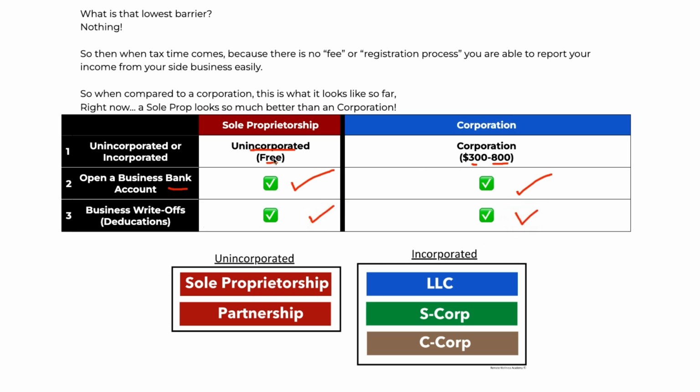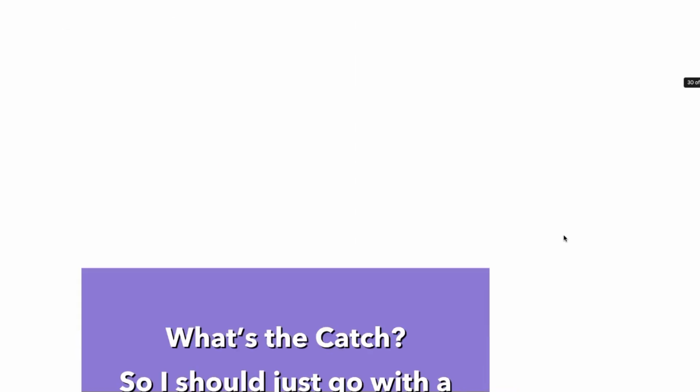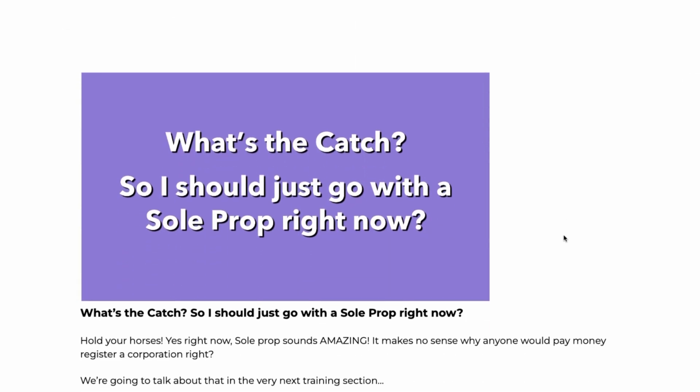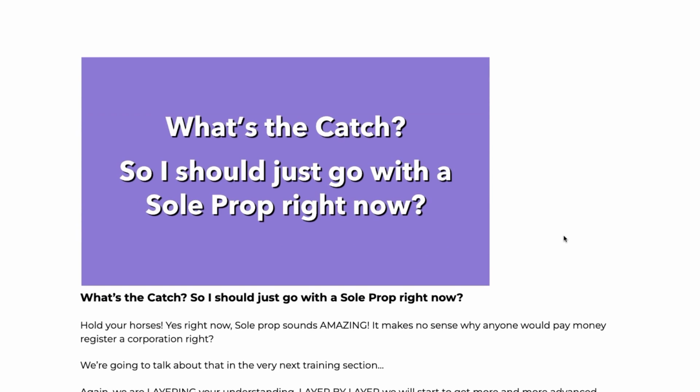And so based off of these three factors alone, you're like, yo, wait a second. Sole prop is the way to go. This is amazing. It's free. I get a business bank account and I get business deductions. How much better can I get? Why in the world would anyone ever pay to become incorporated? Why would anyone pay to become a corporation? What's the catch? Should I just go right now, coach, and become a sole prop and that's it?